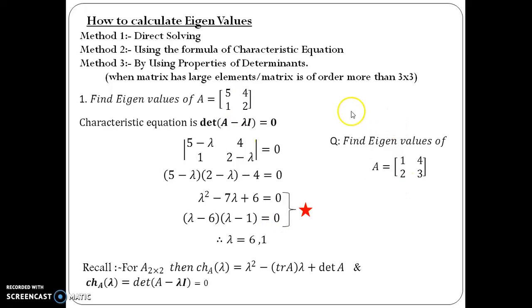So this is for a 2 cross 2 matrix. Try finding for this matrix also, and let us now move on to a 3 cross 3 matrix by the same method 1 and method 2, and how they will help you. So consider this example. This is a 3 cross 3 matrix. We are interested in finding the eigenvalues. So the method remains almost the same.